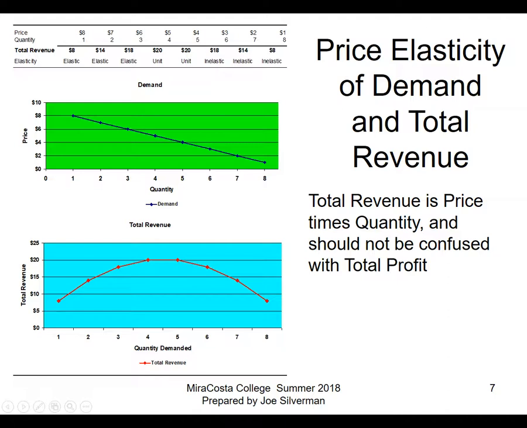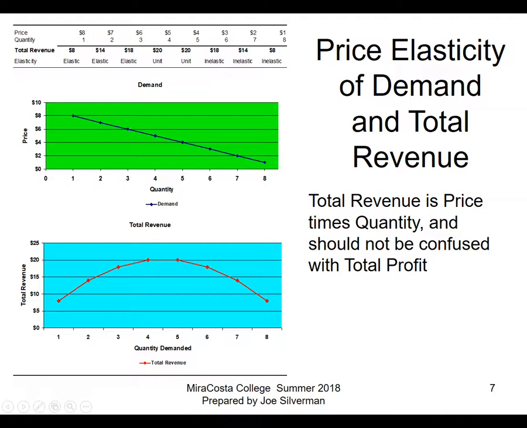In the unit elastic range, it doesn't matter if you charge a higher price and sell fewer units or a slightly lower price and sell more units, your total revenue is going to be the same. In other words, 4 times 5 is equal to 20 and 5 times 4 is equal to 20. There's no difference. All right, let's approach this from the other side.